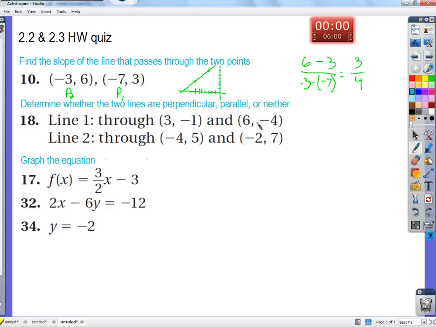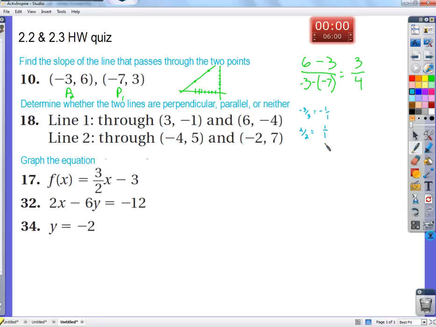We'll do this. So negative 4 minus 1 minus negative 1 is going to be negative 3 over 6 minus 3, which is 3. So that slope is negative 1, or negative 1 over 1, if you like. So, rise of negative 1 over 1. This one here, 7 minus 5 is 2 over negative 2 plus 4, minus the negative 4, would be 2. So this would be 1 over 1.